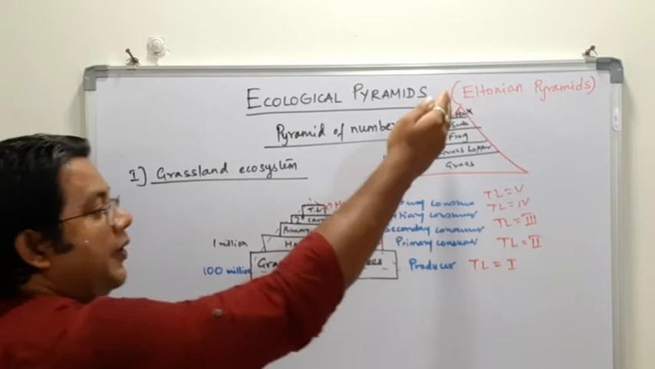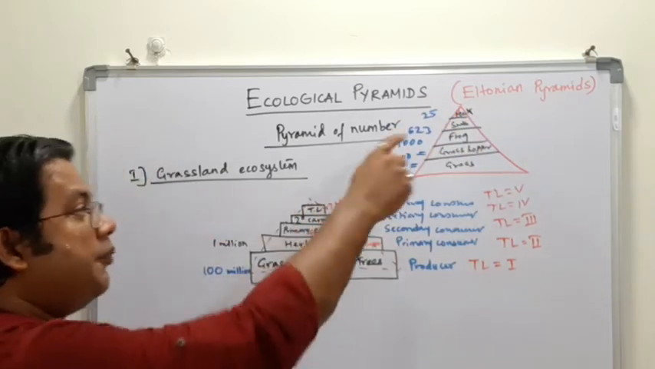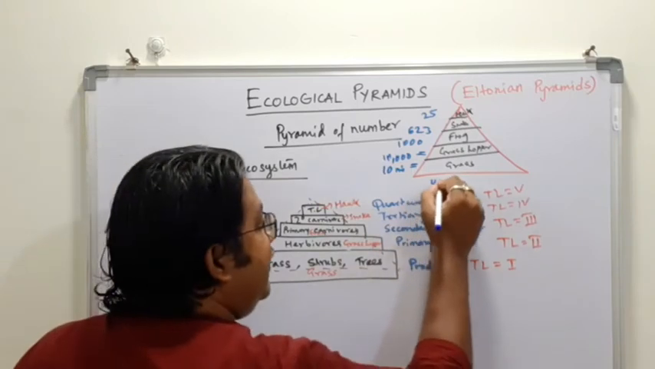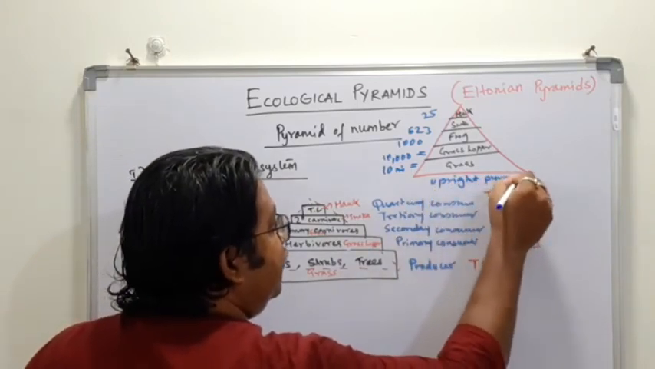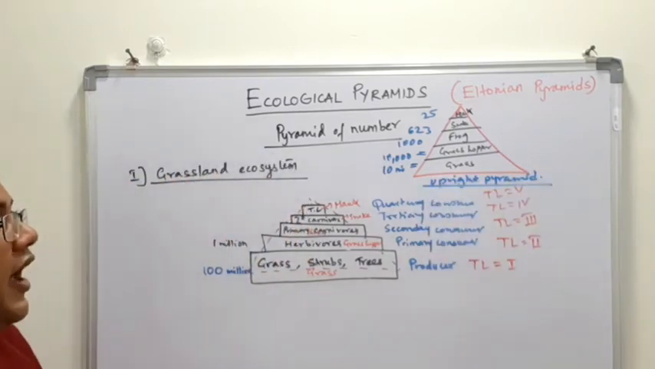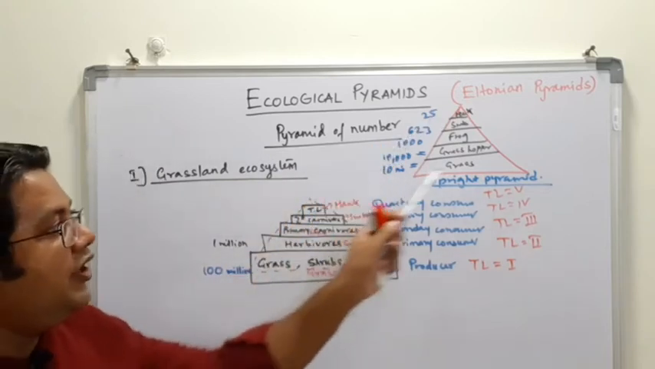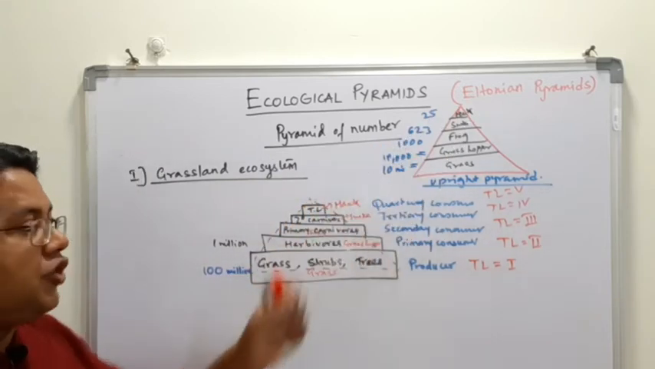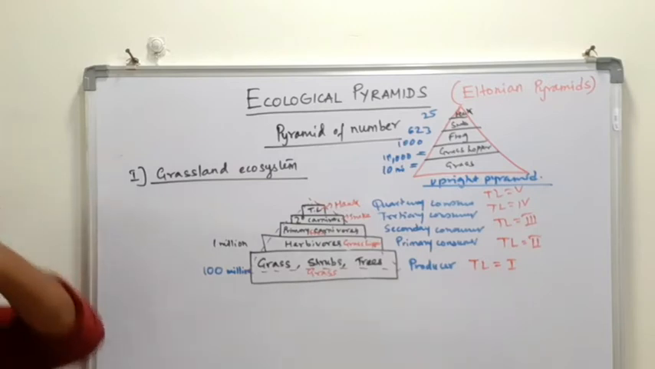So which type of pyramid is this? We have discussed two types of pyramids. Which type of pyramid is this? This is an upright pyramid. More specifically, what will we call this? We will call this an upright pyramid of number, because we are representing only the number of organisms at each trophic level. So this is the upright pyramid of number.